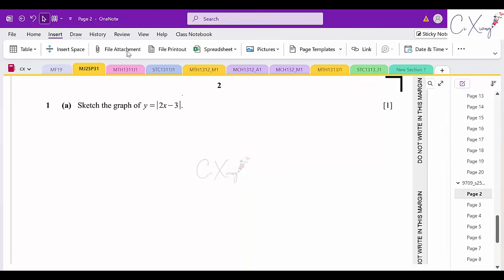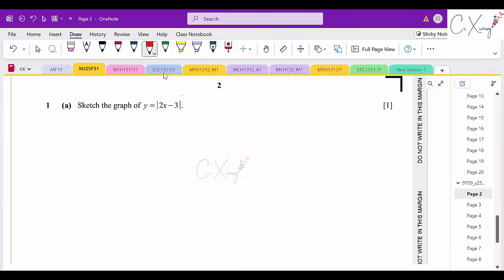Alright, so when you have a modulus linear function, this is a modulus function, right? And inside is a linear function. So when you want to draw any modulus linear function, basically the shape will be a V shape, right? And usually how I draw it is, I try to draw the original graph first without the modulus, right?